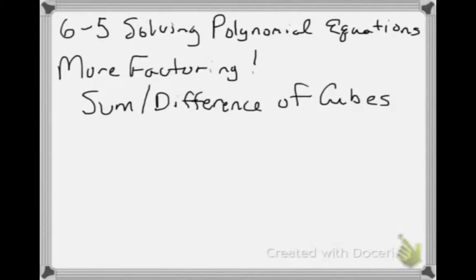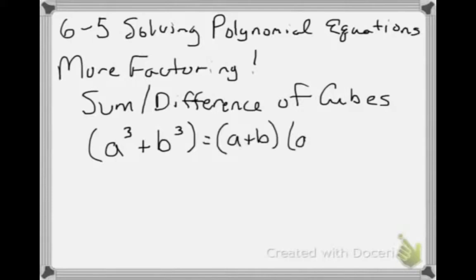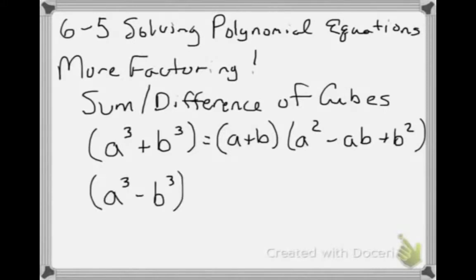There are 2 patterns to look at here. The first one: if you have 2 perfect cubes being added together, a cubed plus b cubed, then what you get is the following. You get 2 terms, a binomial and a trinomial. The binomial follows the pattern a plus b, and the trinomial follows the pattern a squared minus ab plus b squared. Now when we take the difference of 2 perfect cubes, we also get a binomial and a trinomial.